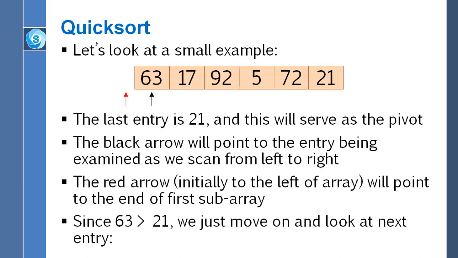Okay, let's examine the first entry. The black arrow is currently pointing to 63. Is that greater than the pivot, or is it less than or equal to the pivot? Well, it's greater than the pivot. Since 63 is greater than the pivot, we just move the right arrow along. Oh, I forgot to mention that the red arrow is initially pointed before the array.